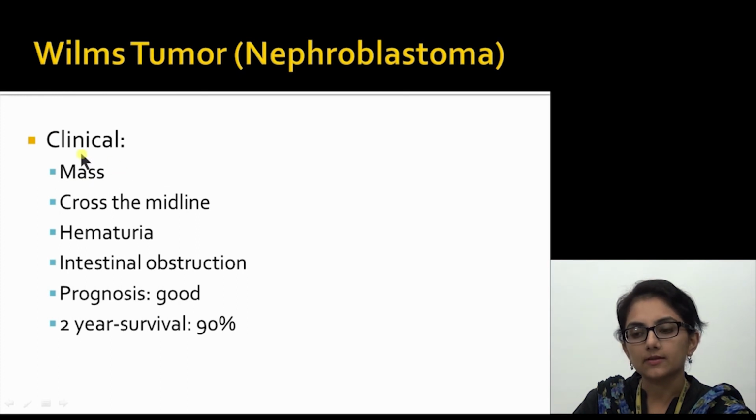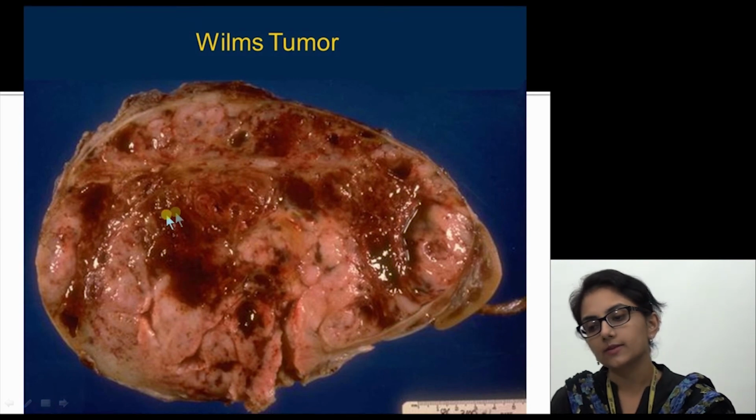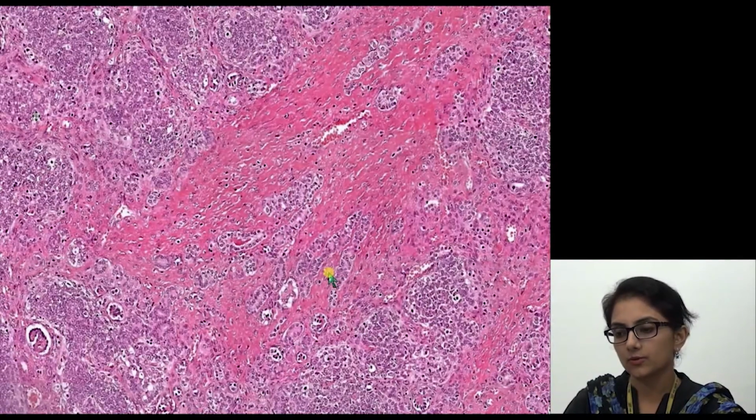So how do these patients present? Usually there is presentation with a large abdominal mass. It may be so large in some cases that it may cross the midline. The child may have history suggestive of hematuria and intestinal obstruction if it's a very large abdominal tumor. However, the prognosis of this tumor is good, especially with current chemotherapy regimens, and a 2-year survival of up to 90% is seen. That's the gross appearance of a Wilms tumor, and you can see that there are some areas of hemorrhage along with solid looking areas in this tumor.